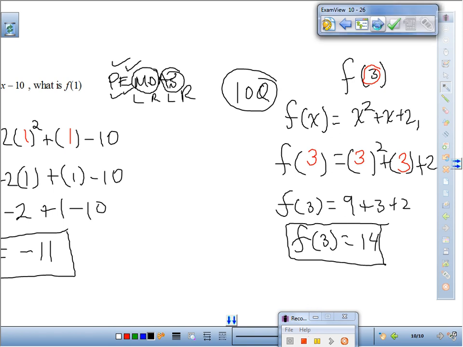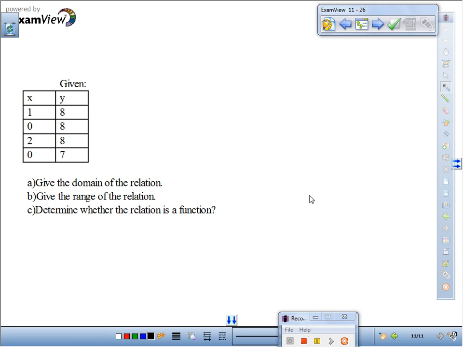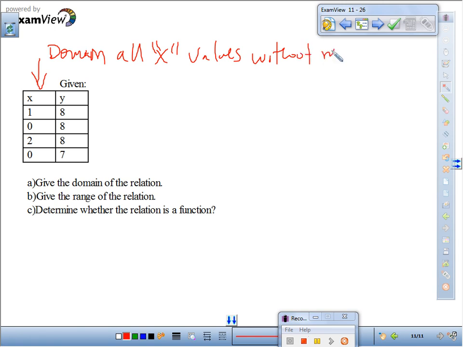Number 11. All right, it says, given x 1020, y 8887, give the domain of the relation. So the domain is all x values without repeating. So right here, domain, all x values without repeating.